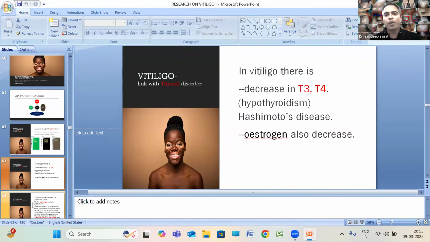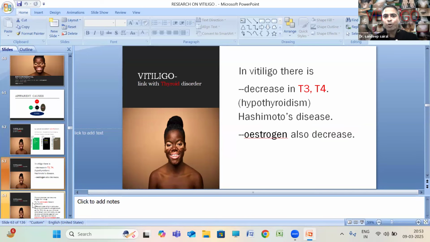When T3, T4 are low, we call it hypothyroidism. The most common cause is Hashimoto disease. I have conversations with many international patients. They reveal that they have vitiligo, but their previous generation or parents have thyroid disorders, or their children are having thyroid disorders. Patients who are medically aware clearly use the word that their parents or the immediate previous generation have Hashimoto disease, or the children have Hashimoto disease.